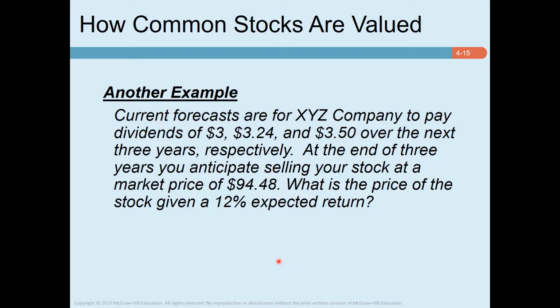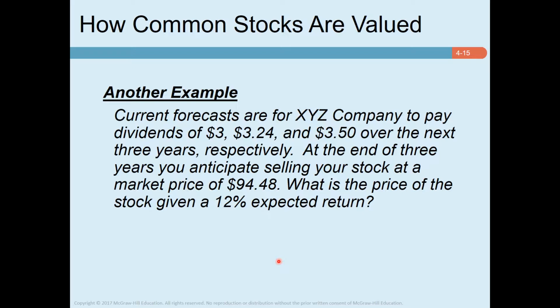So here is another example. Current forecasts are for XYZ company to pay dividends of $3, 3.24, and 3.50 over the next 3 years respectively. At the end of 3 years, you anticipate selling your stock at a market price of 94.48. What's the price of the stock given a 12% expected return?